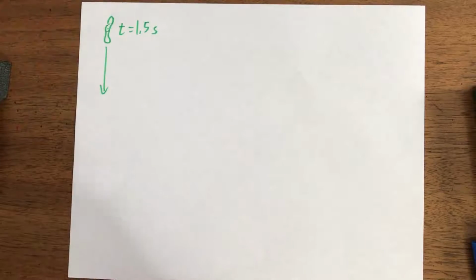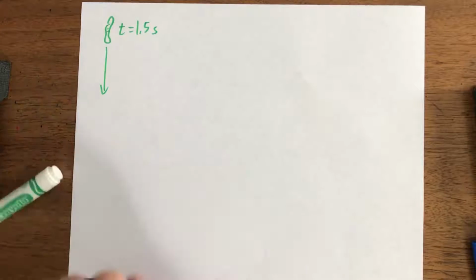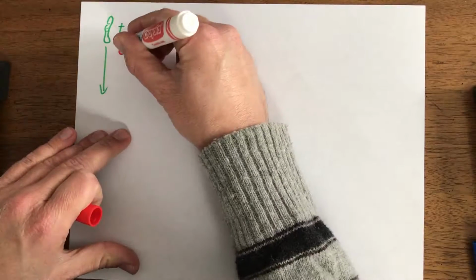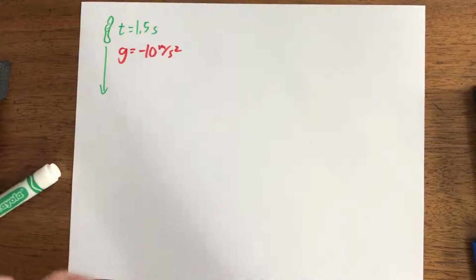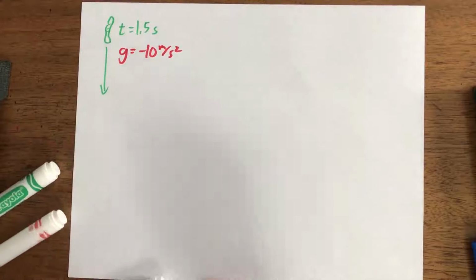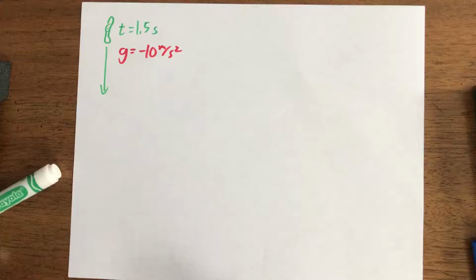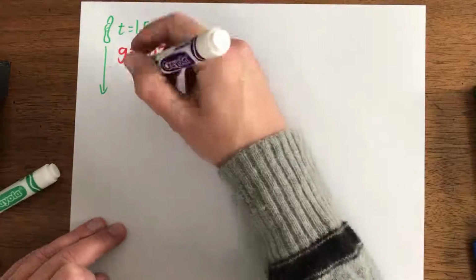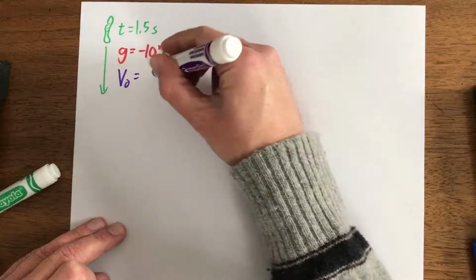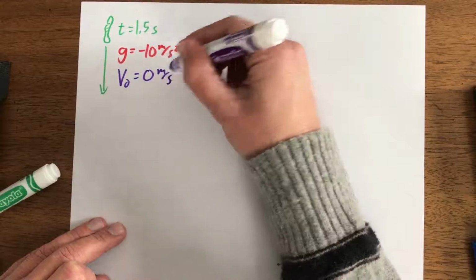So we have the time there, and remember, this is a free fall problem. It is falling, so we already know that the acceleration is negative 10 meters per second squared. We know that. And then also, we know one more thing, and this is what a lot of people miss. If you just drop the worm, then it began at rest. So the initial velocity will be 0 meters per second.